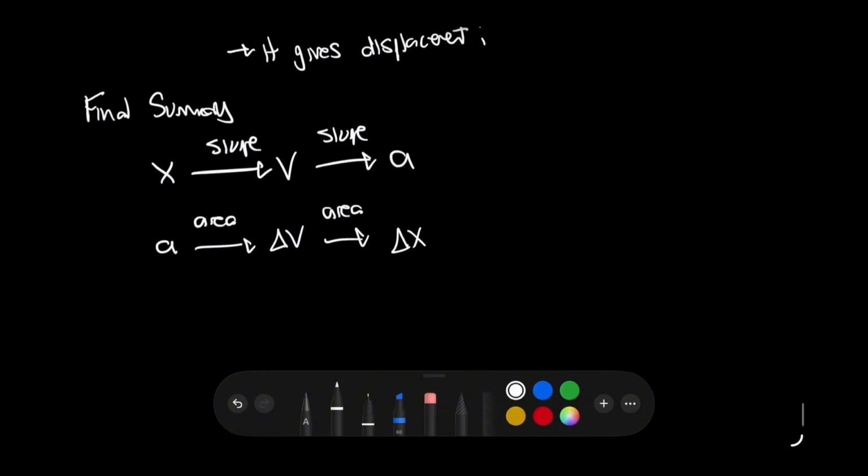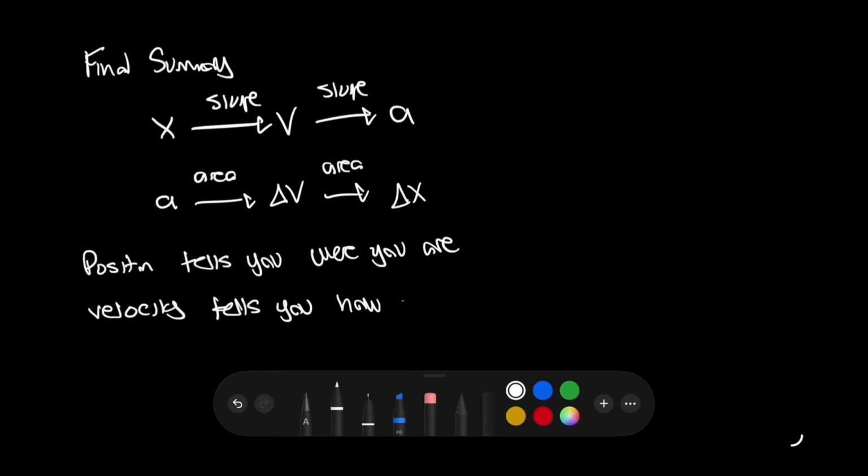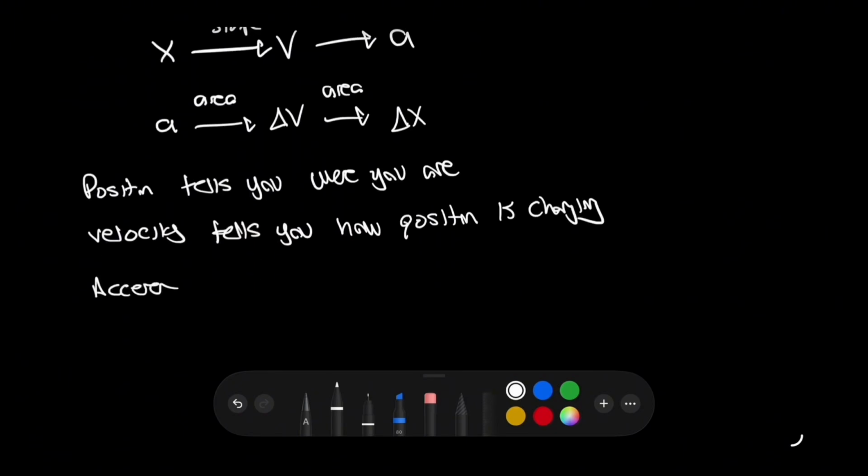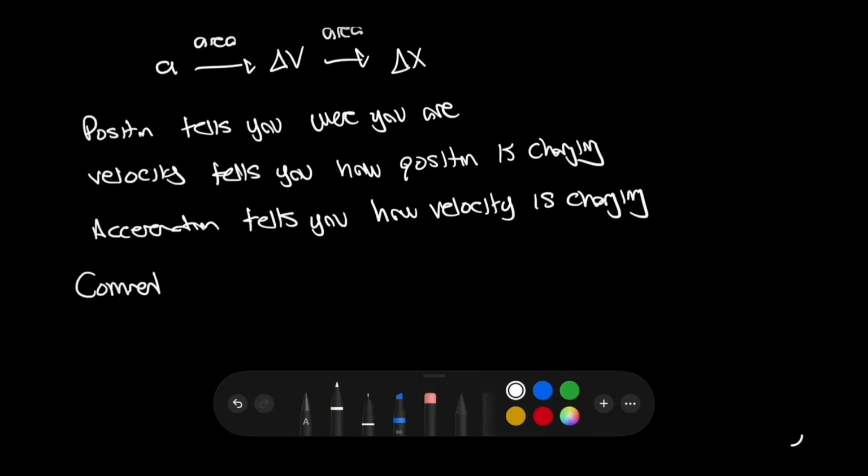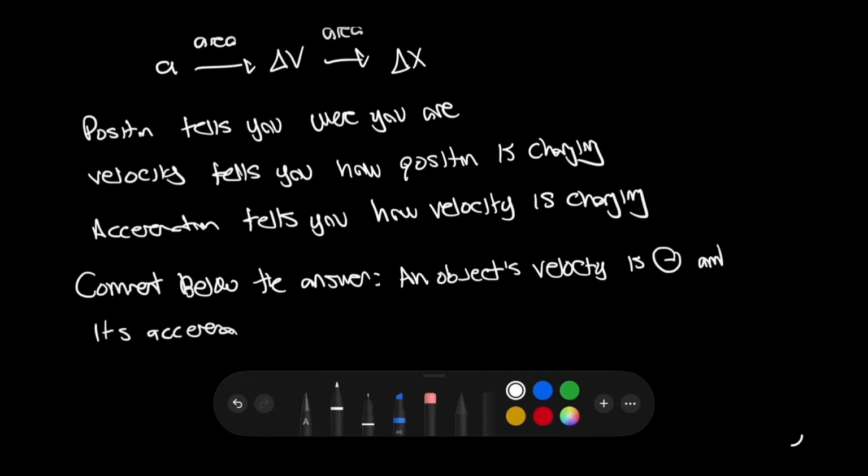And some key things to remember here is position tells you where you are, velocity tells you how position is changing, and acceleration tells you how that velocity is changing. One last thing, I'm going to leave you with a question here. Comment below if you know the answer. An object's velocity is negative and its acceleration is positive. Is this object speeding up or slowing down?